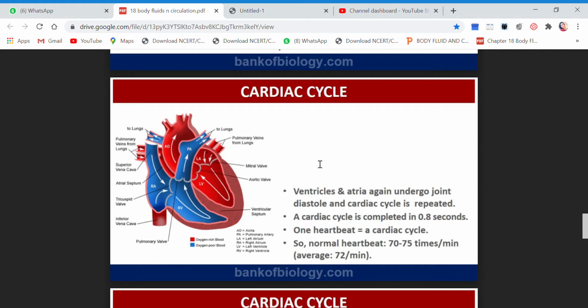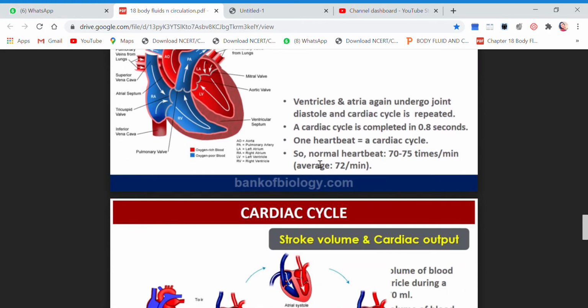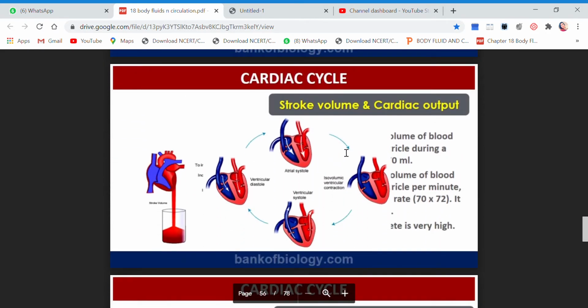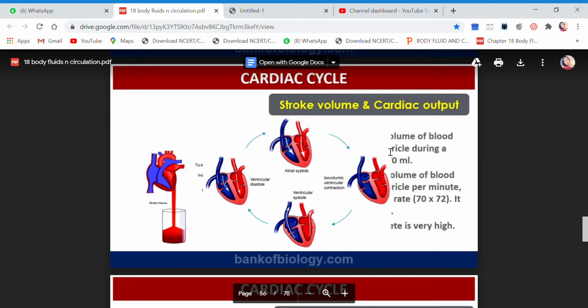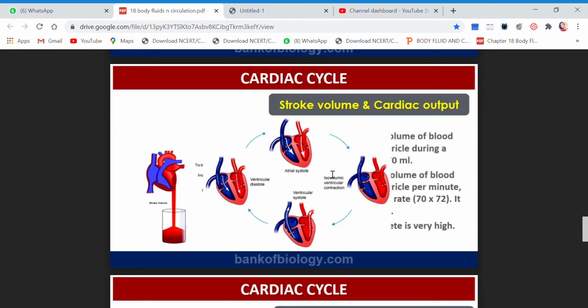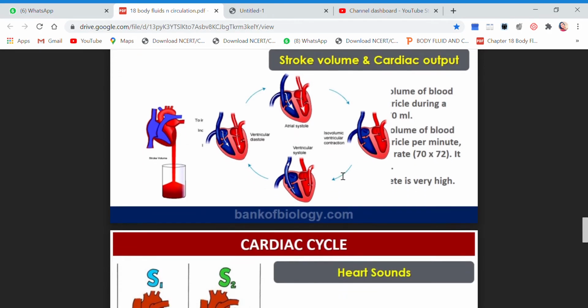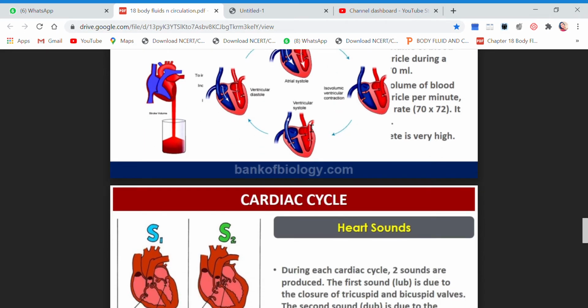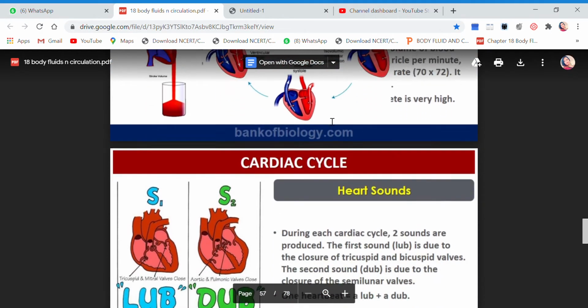So this is about the cardiac cycle, and all of this I have already discussed with you. You can see stroke volume also, I told you, volume of blood per cycle. That is called the stroke volume. And if you want to calculate the cardiac output, just multiply the stroke volume with the number of beats in a minute. So you will get the cardiac output.